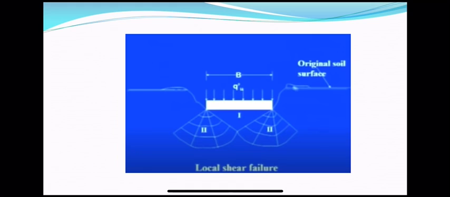In the third type of failure, which is punching shear failure, you will find that there is no development of bulging and the zones are not clearly defined.